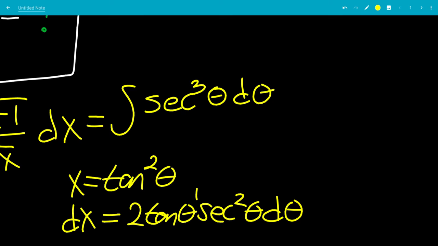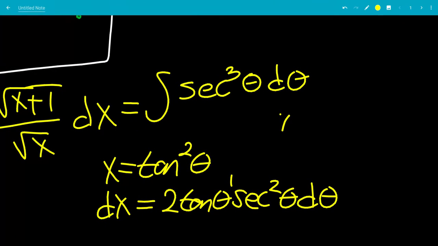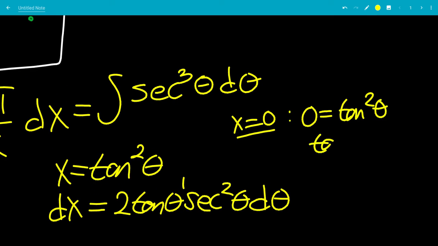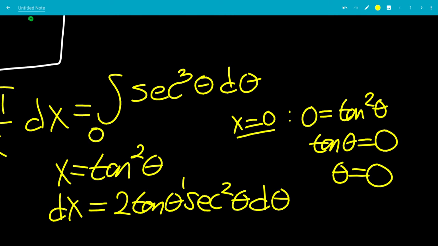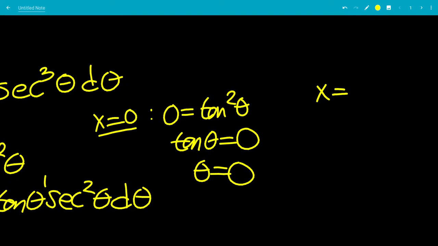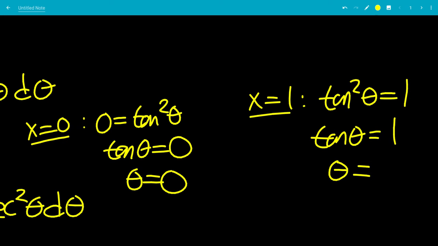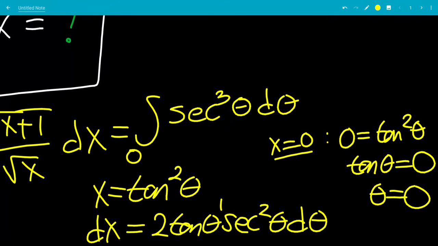Now what are the bounds in terms of theta? When x equals 0, we have 0 equals tangent squared theta. So that means that tangent theta equals 0. Theta will be 0 in this case. That's a base angle. So starting at 0, when x equals 1, we have tangent squared theta equals 1. Tangent theta, take the positive branch, so that would be tangent theta equals 1, works. So that means that theta, so tangent of what equals 1? Theta has to be pi over 4, because this is when sine equals cosine, so sine over cosine would be 1. Okay, good. So this would be the integral of secant cubed theta from 0 to pi over 4.